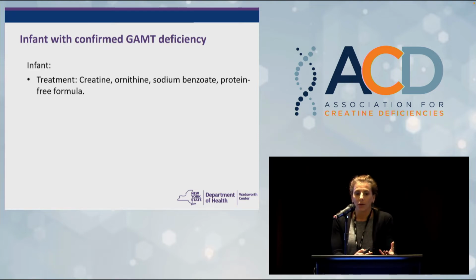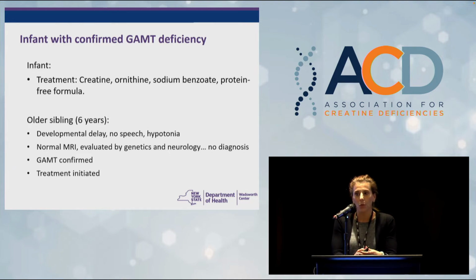And this is another benefit of newborn screening. So she had an older sibling that was 6 years old. This child had developmental delay, no speech, hypotonia. She had a normal MRI. She'd been evaluated by genetics and neurology, but she had no diagnosis. So as soon as we referred this baby, the physician said, aha. And so we tested her dried blood spot specimen, and also she was tested at the diagnostic testing lab, and GAMT was confirmed. So treatment was initiated for this child as well, and she had been reported to show improvements.